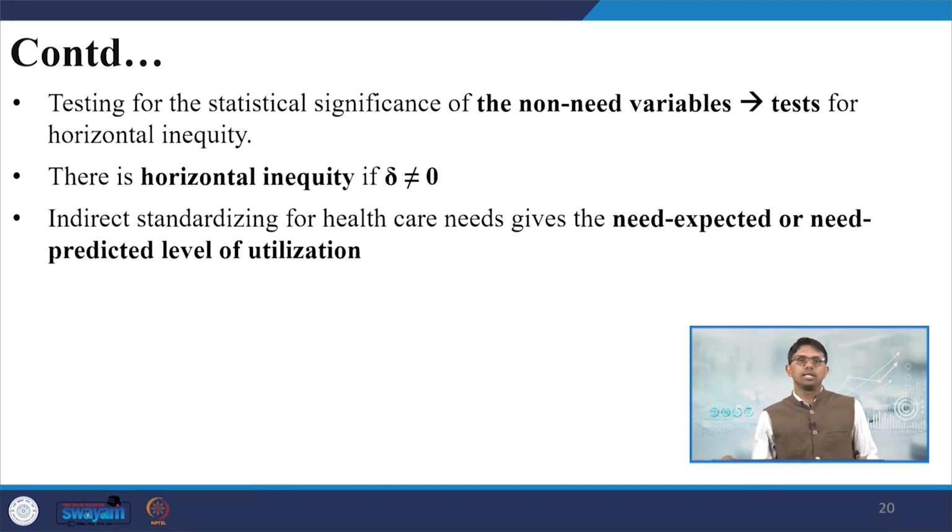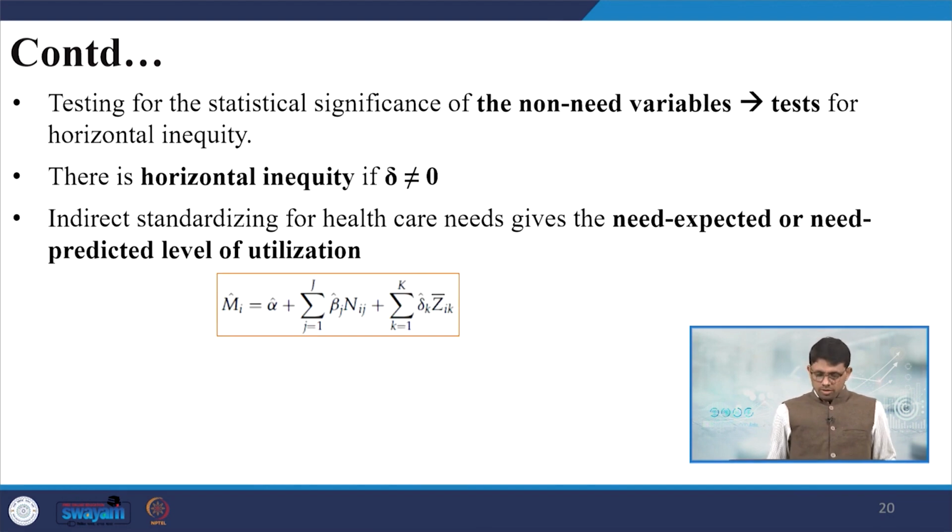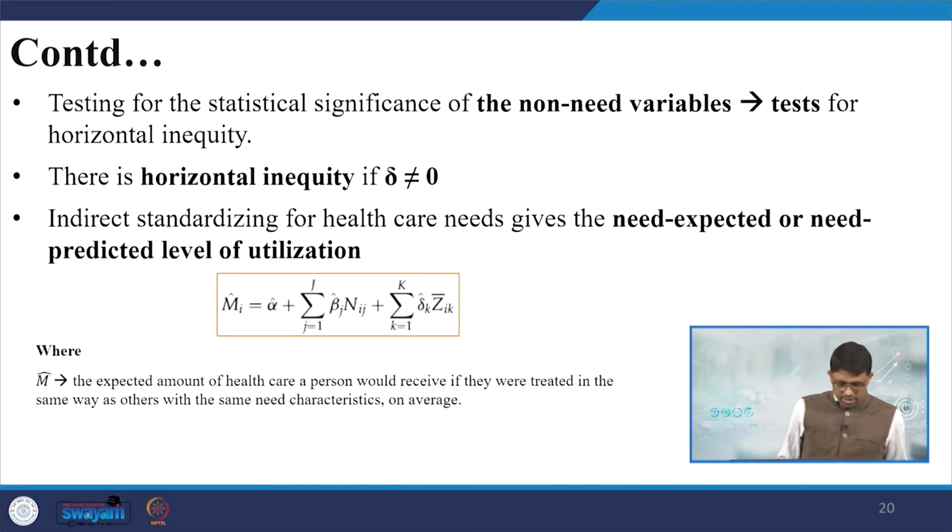Indirect standardization for healthcare needs gives the need-expected or need-predicted level of utilization. So, this is what is standardized with the other indicator. We are just mentioning here that the expected amount is denoted with its predicted notation, M hat: the expected amount of healthcare a person would receive if he or she was treated in the same way as others with the same need characteristics on average.